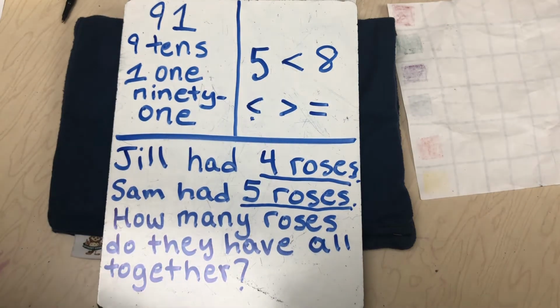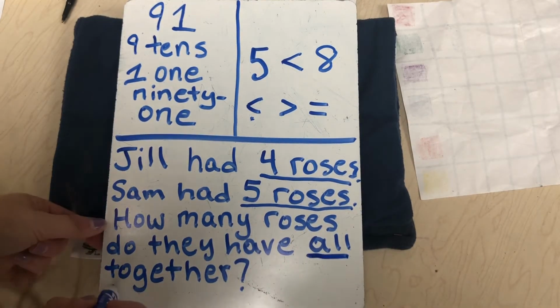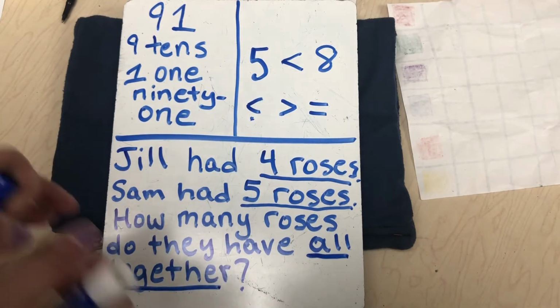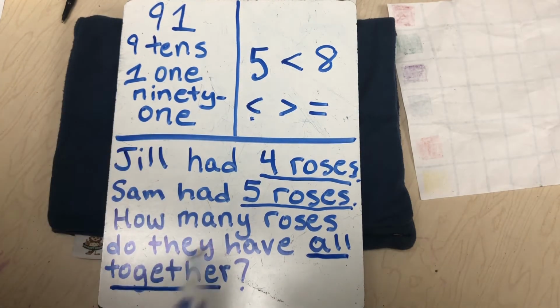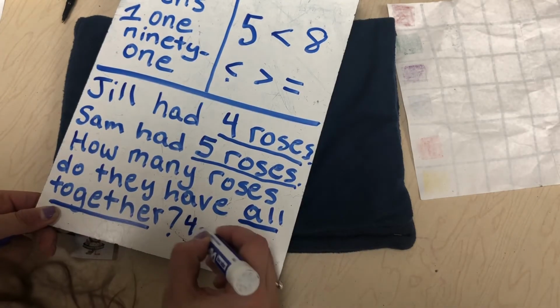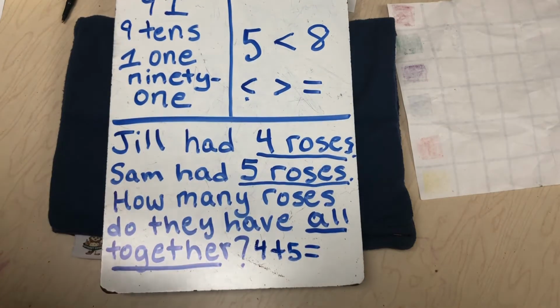So this is going to be an addition problem. When you have words like all together in a word problem, that means that you are going to combine your numbers. You are adding them together. So we are going to add 4 plus 5. I'm going to give you some time and see if you can solve 4 plus 5 without me, and then I'm going to come back and check.